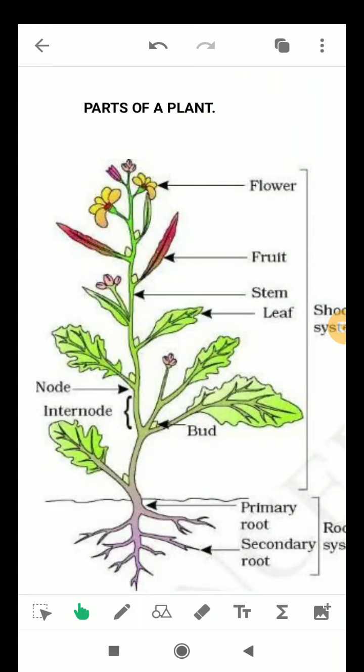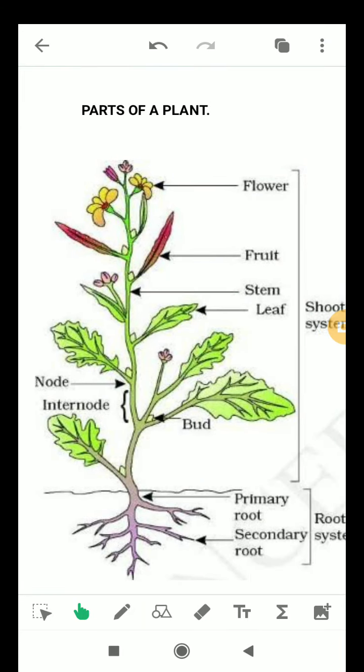Next we have parts of a plant. Plants have different parts. If you have seen a plant, you have noticed that each of these parts performs a specific job. The parts of the plant are divided into two main systems: the root system and the shoot system. Let us know what the root system is and what the shoot system is.